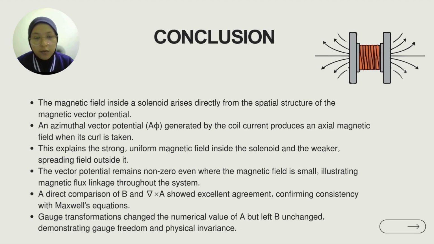We also demonstrated gauge freedom by shifting the vector potential by a constant. Although this changed the numerical value of A, the magnetic field remained unchanged. This confirms that the magnetic flux density is the true physical observable, while the vector potential is a flexible mathematical quantity that describes how magnetic fields are generated and linked in space.